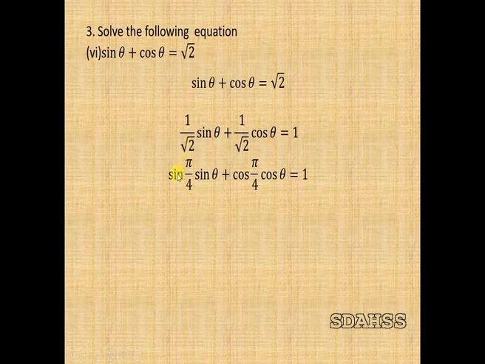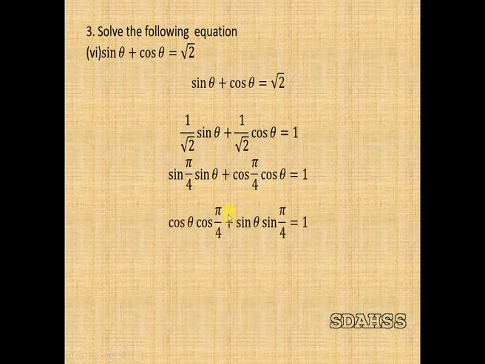So 1 by root 2 can be written as sin pi by 4 into sin theta plus, here 1 by root 2, we know that cos pi by 4, cos 45 is also 1 by root 2. So cos pi by 4 into cos theta is equal to 1. So this can be written as cos theta cos pi by 4 plus sin theta sin pi by 4 is equal to 1. Now this is of the form cos A cos B plus sin A sin B. We know that cos A cos B plus sin A sin B means cos (A minus B). So cos (theta minus pi by 4).